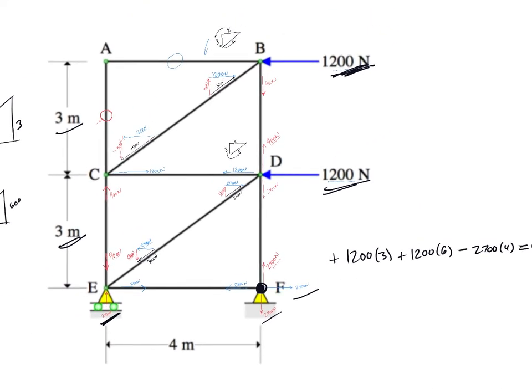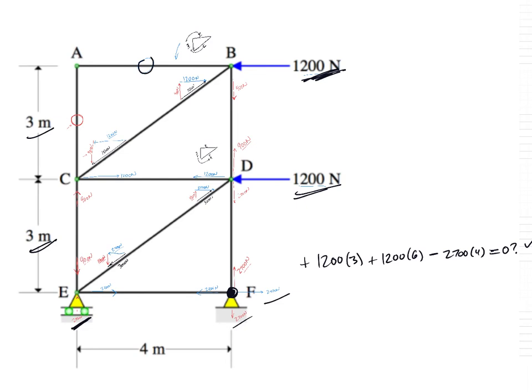And then what we would do is we just go back in here and we would say, well, AB is a 0 force, AC is 0. BC is 1500 in compression. This is 900 newtons in tension. This is 1200 newtons in tension. This is 900 newtons in compression. This is 3000 newtons in compression. This is 2700 newtons in tension. And this is 2400 newtons in tension.